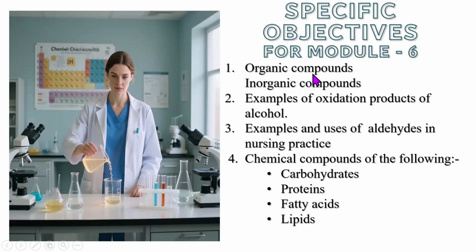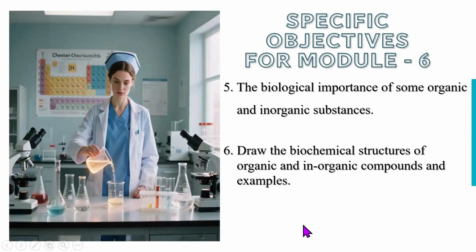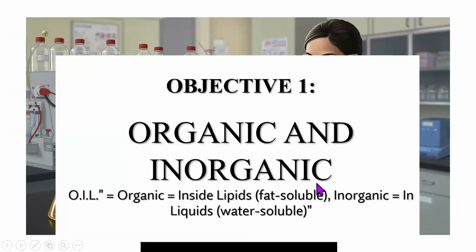1. Organic and inorganic compounds. 2. Understand some examples of oxidation products of alcohol. We understand the examples and uses of aldehydes in nursing practice. We talk about chemical compounds of carbohydrates, protein, fatty acid, and lipids. We will discuss the biological importance of some organic and inorganic substances. We will draw some biochemical structures of organic and inorganic compounds and their examples.